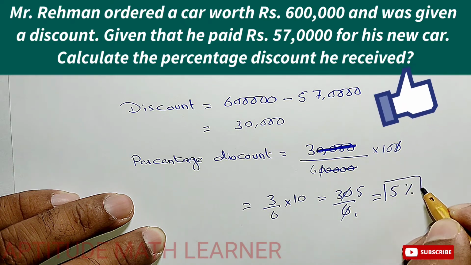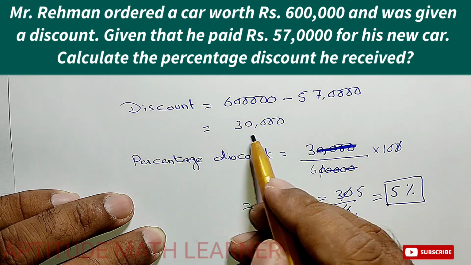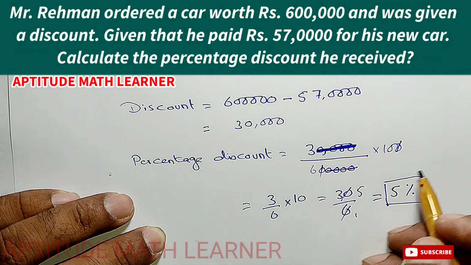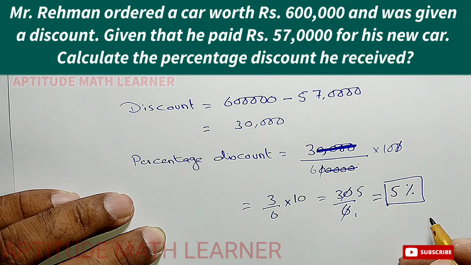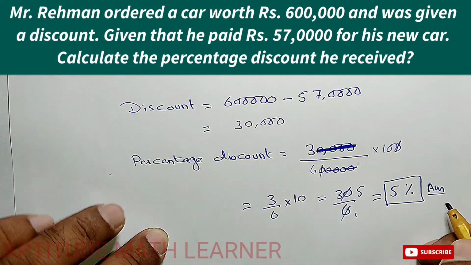So this 5% is how much? 30,000. So this is the discount, and in percentage that is 5%. So this is our percentage discount.